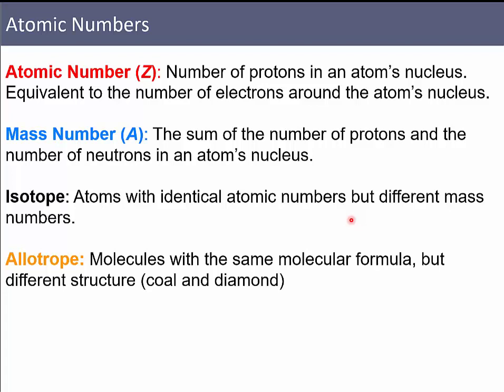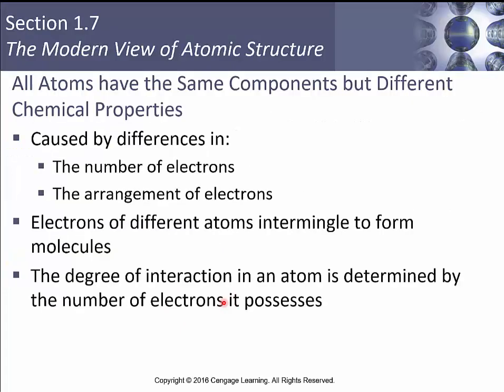Allotropes are forms of the same element with the same atoms but different structure. An allotrope is not to be confused with an isotope. Coal and diamond are allotropes of carbon. All atoms have the same components but different chemical properties.